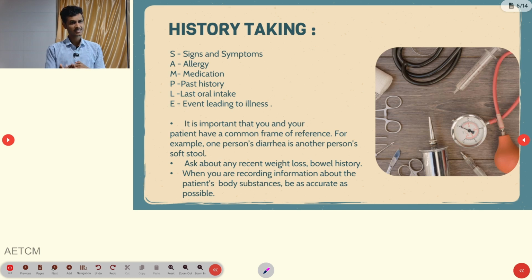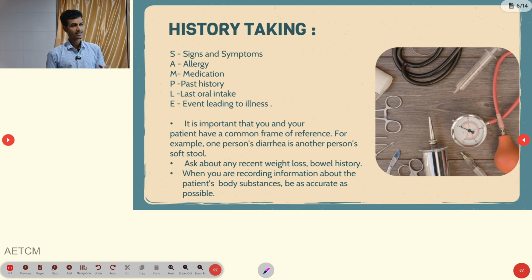Coming to the next part, that is our history taking. For history taking we are using the SAMPLE history, right? Signs and symptoms, allergy, medication, past medical history, last oral intake, and events leading to the illness. In the majority of GI conditions, it is a long standing, chronic condition. So while taking a history we have to thoroughly go through the past medical history and past surgical history, whether they are on any active medications or inactive medications. We have to go through all of that properly, then only can we form some general impression.